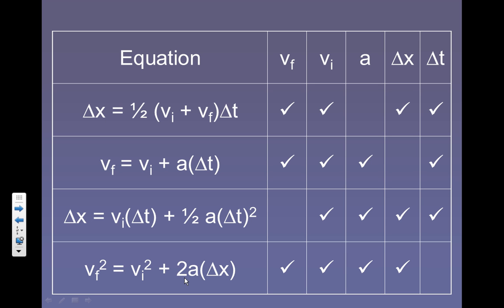Here's a summary of the 4 kinematic equations, the 4 relationships, the 4 equations that relate displacement, velocity, acceleration, and time for a uniformly accelerating object.